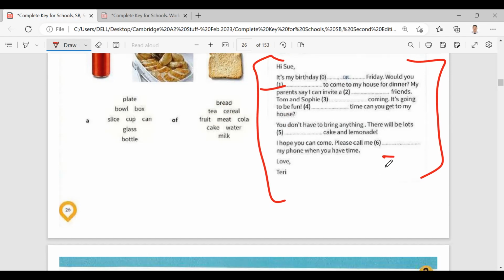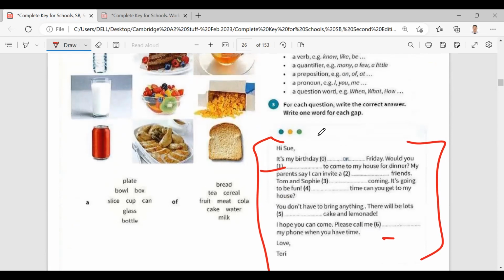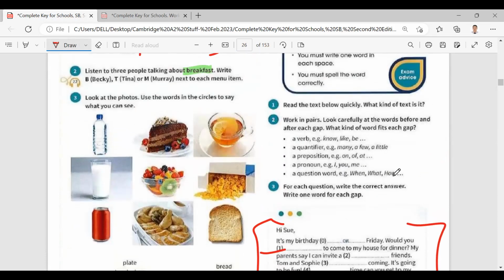Of course, here, no choices. You must use your own words. But what are the options that you may use here? You may need a verb. Yes, please give me your full attention, Sarah. And it will be the last part in our session tonight.